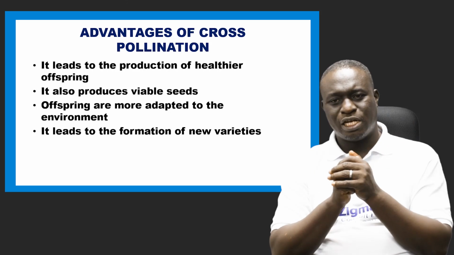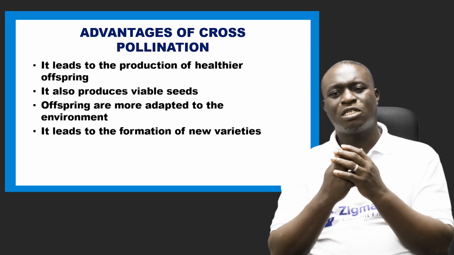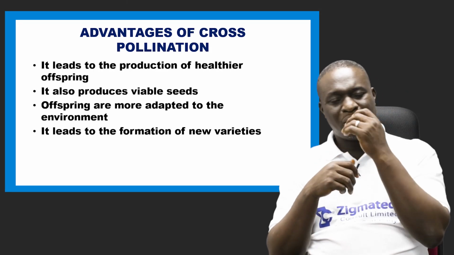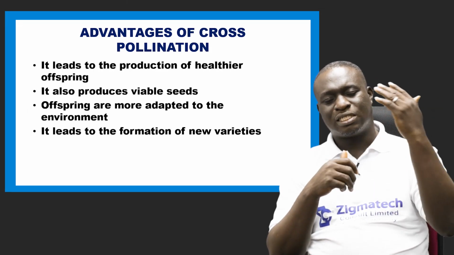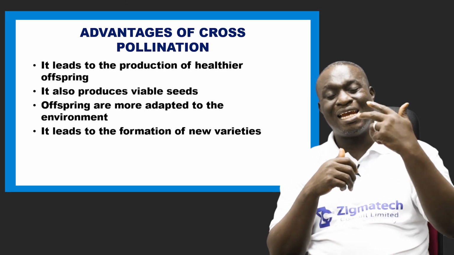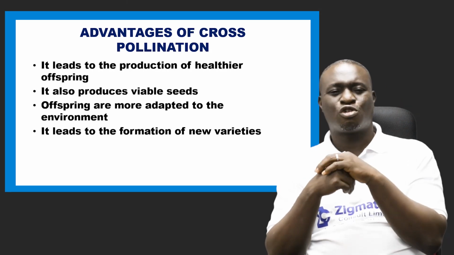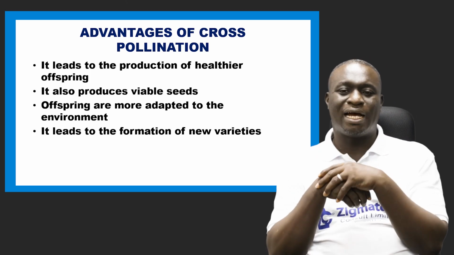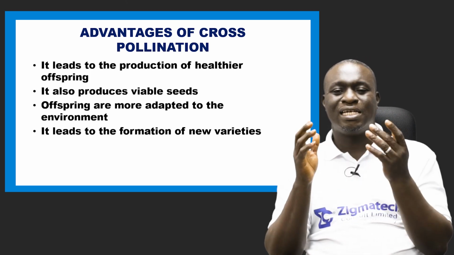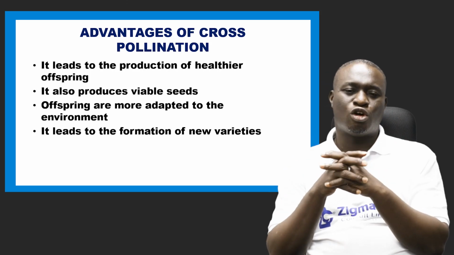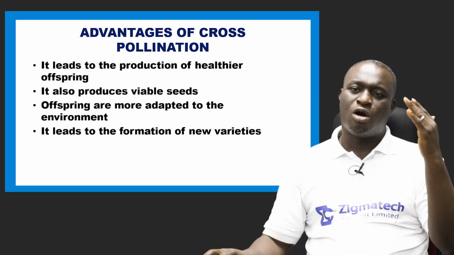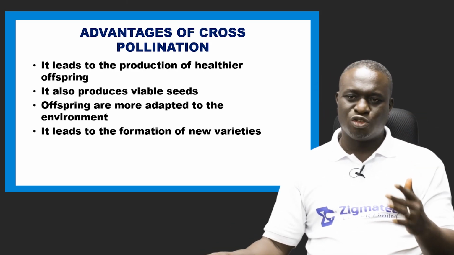during cross-pollination. And also the offsprings that are being produced are more adapted to their environment. Remember, in self-pollination, the offsprings are less adapted. But in terms of cross-pollination, the offsprings are more adapted to their environment. And then lastly, it leads to the formation of new varieties. Of course, it leads to the formation of new varieties.